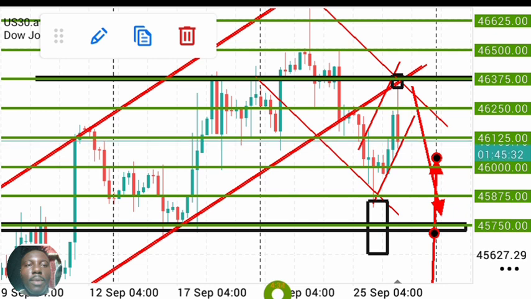So when I see a psychological level, I don't need to draw a lot of support and resistance on my chart. I just need to mark out my trend line, my Fibonacci, and my confirmation from the 15 minutes time frame. Then I'm good to go. So these are the levels in the market, and this is what you should be looking out for on US30.